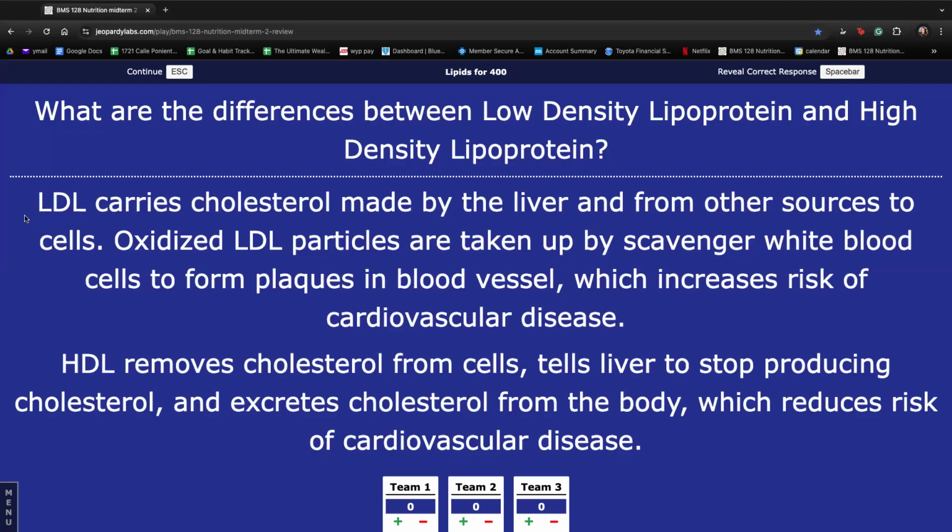So one is called bad. The LDL is called bad cholesterol because it increases the risk of cardiovascular disease, which we're going to go over later when we talk about heart attacks. And high density lipoprotein is called the good cholesterol because it helps remove cholesterol from the body. It tells your liver to stop producing it.